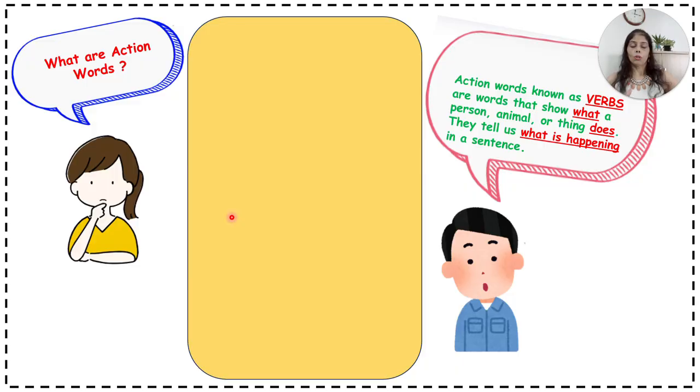Action words, they are also known as verbs, are words that show what a person is doing or an animal or a thing is doing. What action is happening in the sentence? What is happening in the sentence? Let's look at few of the examples.